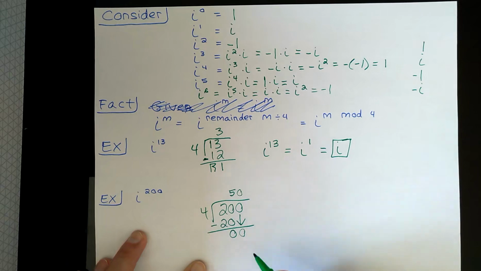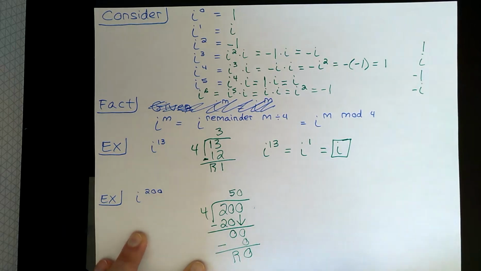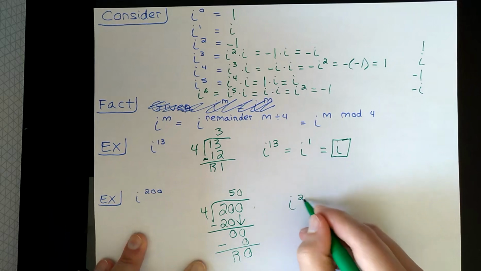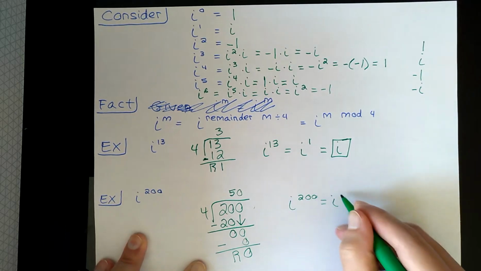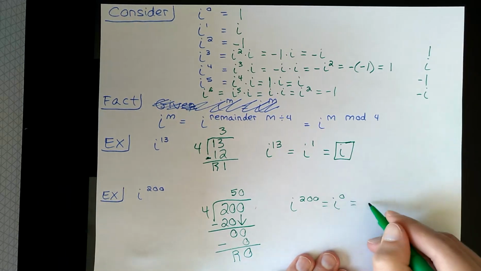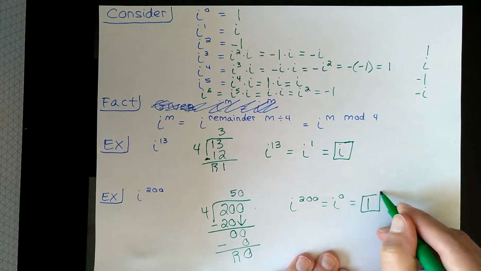And now 0 times 4 gives us 0. We subtract, 0 minus 0 is 0. And now, because there isn't a number to bring down, and 4 does not go into 0, this is our remainder. We have a remainder of 0, so i to the 200th is equal to i to the 0 power, which anything to the 0 power except 0 is 1.